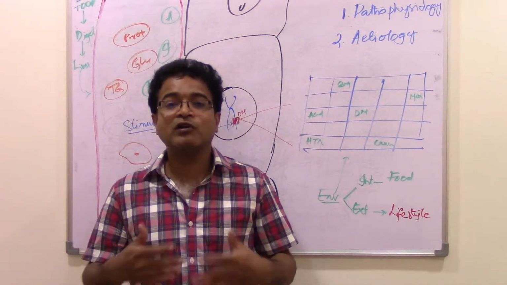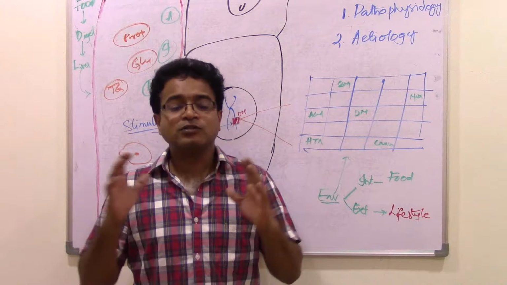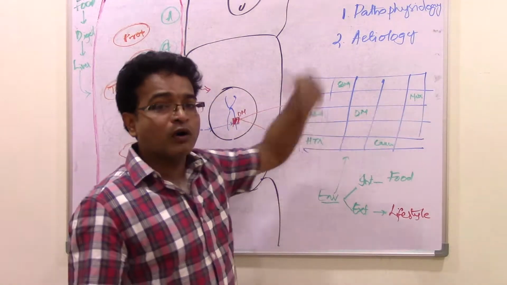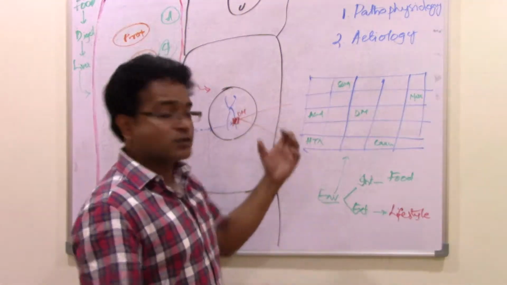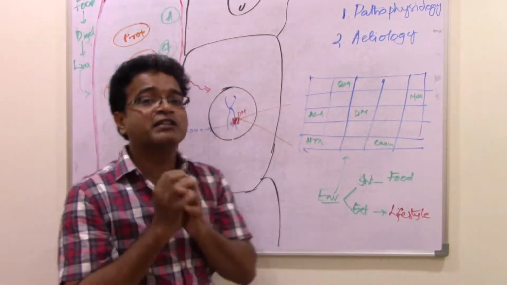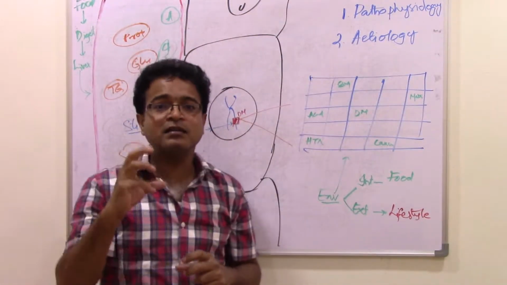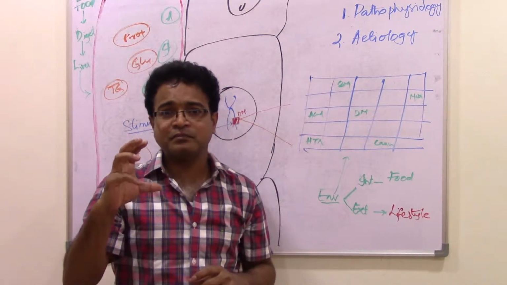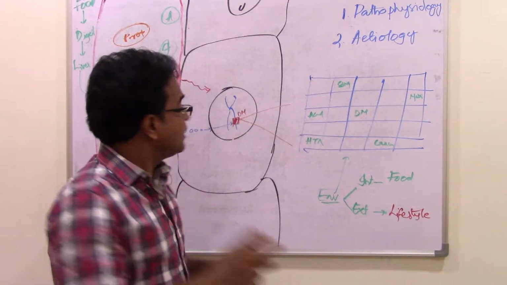Now we have a concept called epigenetics, right? What it says is that beyond genetics, beyond genes, something else is determining the activity of a gene. A gene cannot think on its own. A gene is a protein factory.